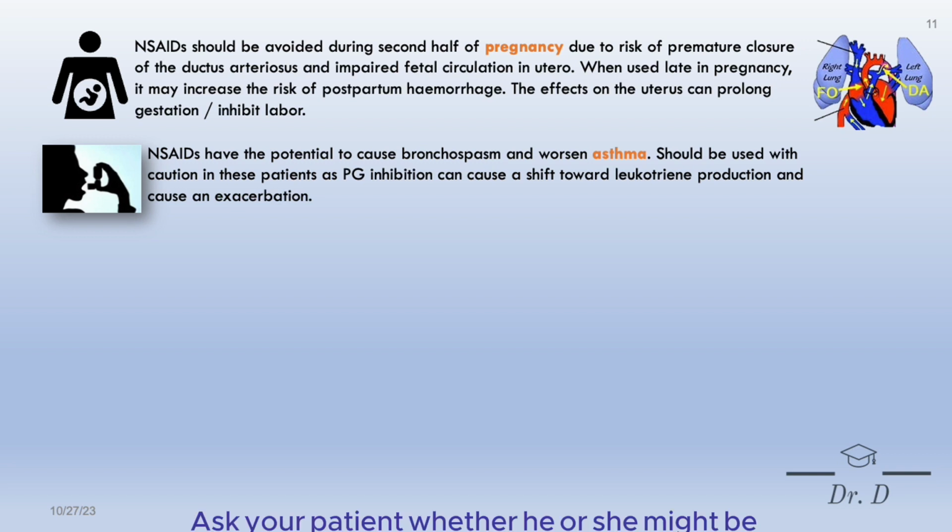Ask your patient whether he or she might be suffering from asthma, because NSAIDs have the potential to cause bronchospasm and worsen the condition. It should be used with caution in these patients, as prostaglandin inhibition can cause a shift towards leukotriene production and cause an exacerbation.